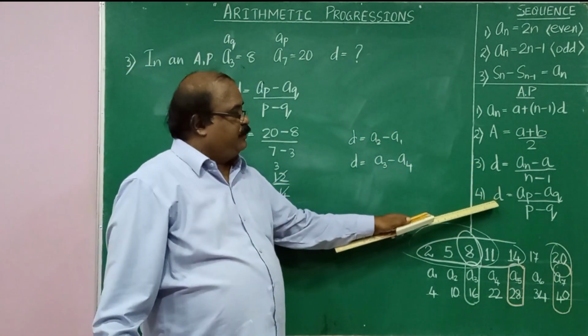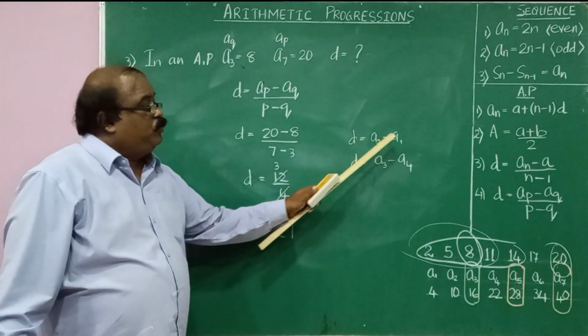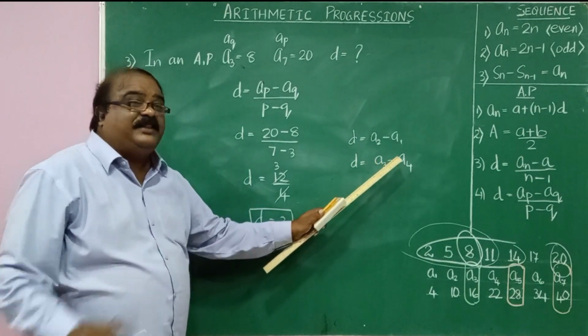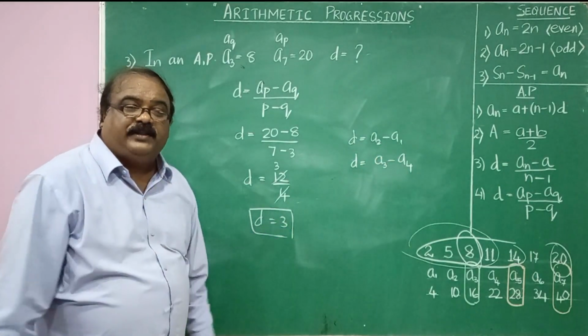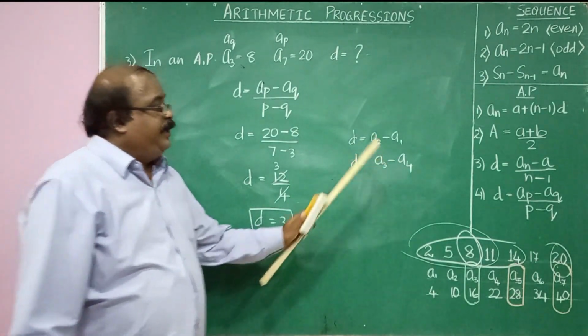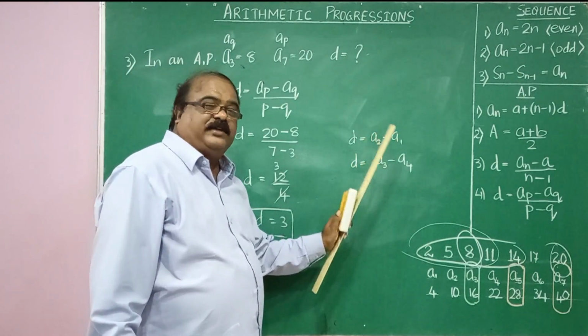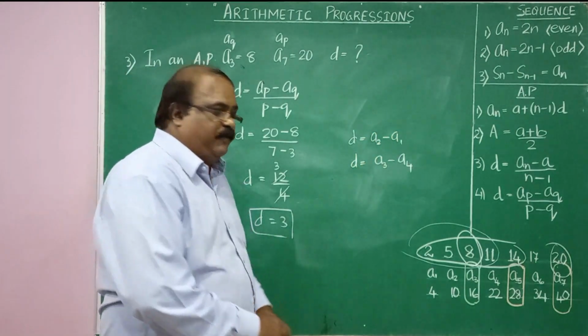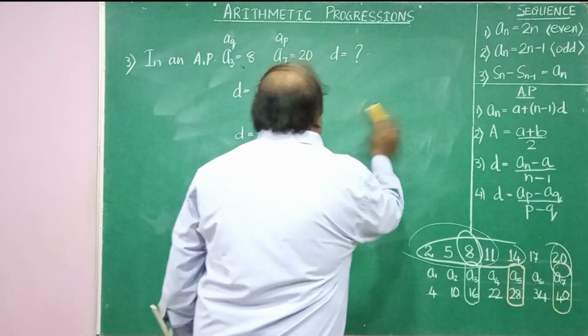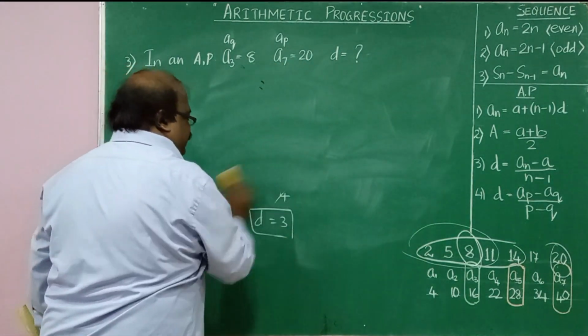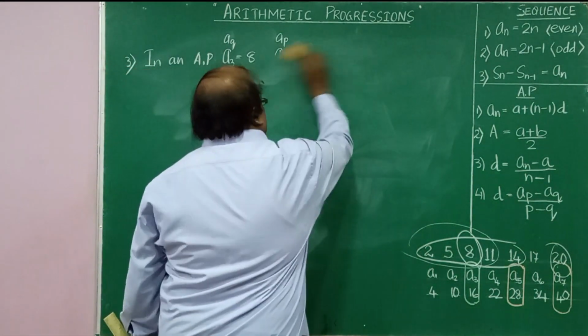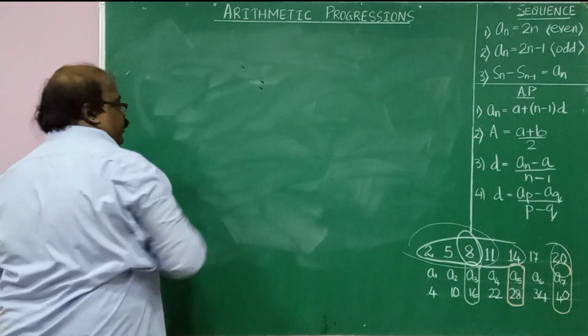This is true. This is true. D can be A2 minus A1. D can be A3 minus A2, but it cannot be A3 minus A4. D cannot be A1 minus A2. It has to be A2 minus A1. As you know, D is nothing but a common difference, which can be positive and it can also be negative.